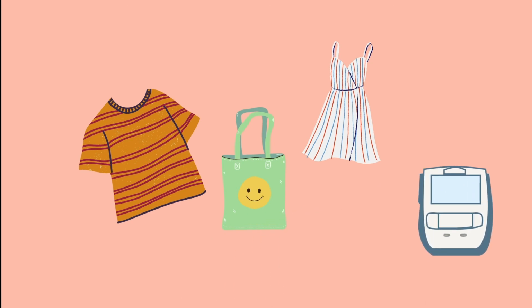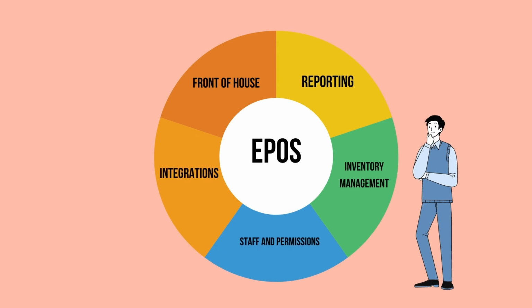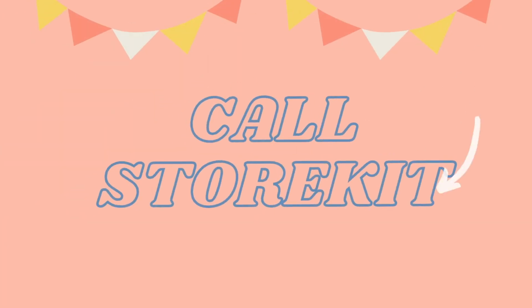In this video, we focused on Vend software in these five areas: front of house, reporting, inventory management, staff, and integrations. If you're hoping to find out more about how these all work together, or perhaps about how to get set up on card payments, give us a call and we'll be happy to chat. We'll match the right POS system to your business needs.